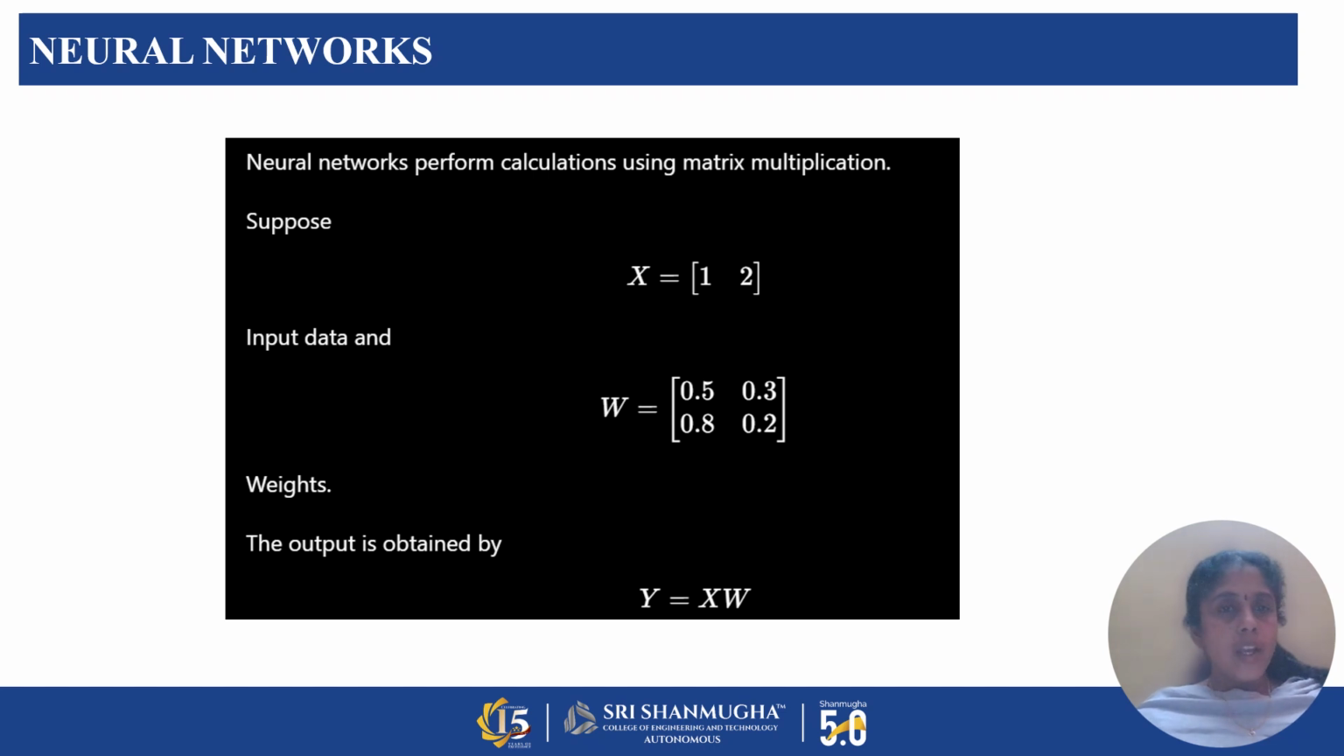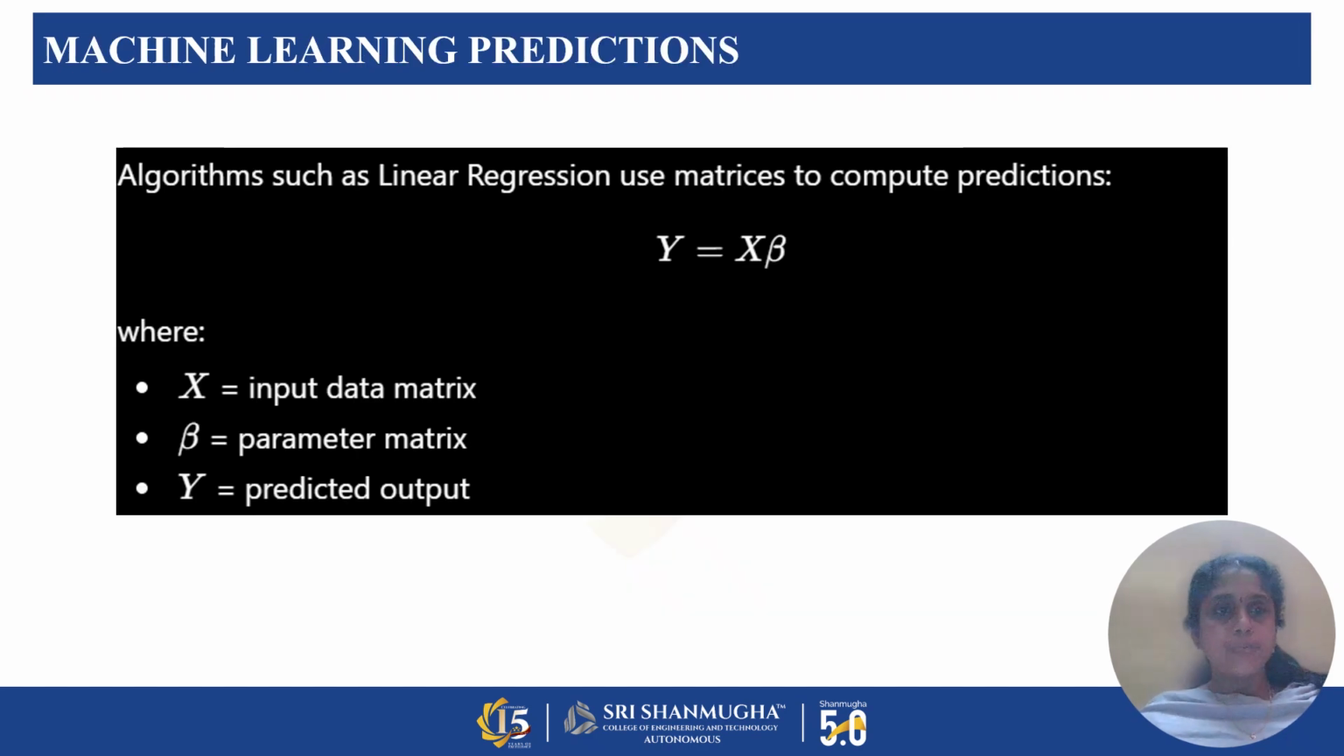Neural networks. Neural networks are the heart of artificial intelligence, which rely heavily on matrix multiplication. Matrix multiplication allows AI models to process millions of calculations simultaneously. So neural networks perform calculations using matrix multiplication. For example, if I take x as 1, 2 and the weights w as 0.5, 0.3, 0.8 and 0.2, the output is obtained by y equal to xw. So this is how neural networks work.